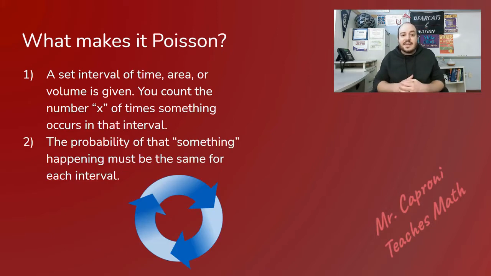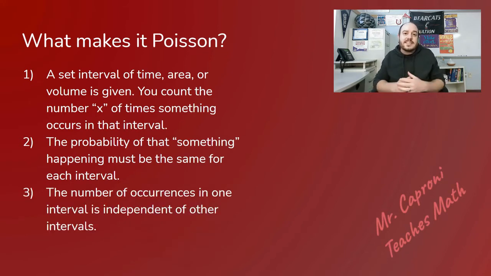The second thing is that the probability of that something happening has to be the same for the entire interval and for each interval. So for example, if I said the average was 3 this month, then the average needs to be 3 next month as well. We need the probability of that happening every time to be the exact same. Which leads us to the last one.